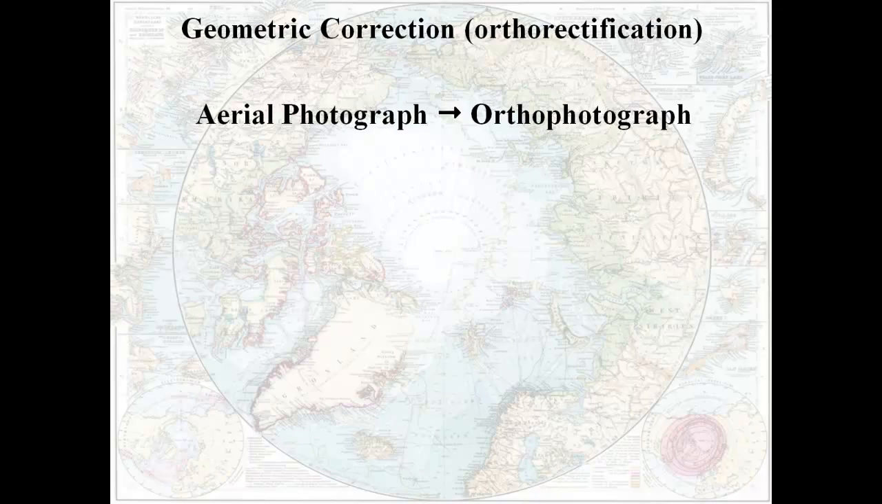So what the heck is the difference? How does this boil down? You've got an aerial photograph, which has distortion. You've got an ortho photograph, which has, or at least attempts to, correct that distortion. Aerial photograph has a non-uniform scale. You can't use a ruler to measure on it. An ortho photograph has a uniform scale.